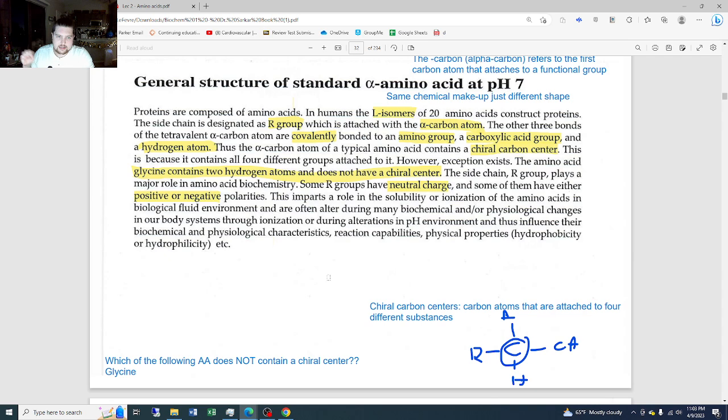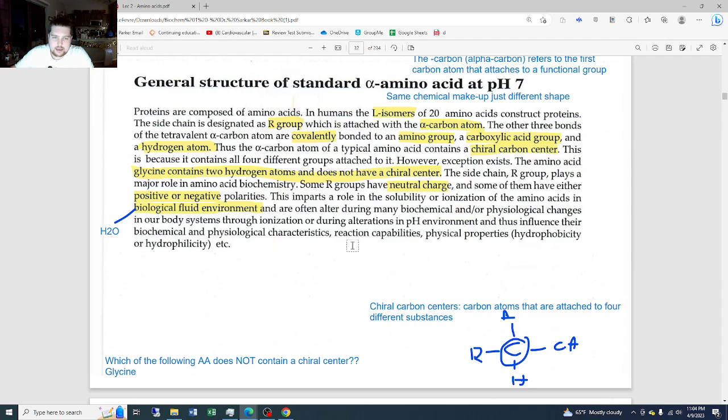The positives and the negatives will attract, and they can create reactions. This imparts a role in the solubility or ionization of the amino acids in a biological fluid environment. Biological fluid environment, remember, is our entire body surrounded by that wonderful H2O, and they are often altered during many biochemical and physiological changes in our body systems through ionization, or during alterations in pH environment, and thus influence their biochemical and physiological characteristics, reaction capabilities, physical properties, all of that stuff.